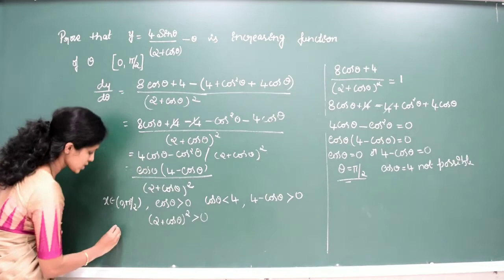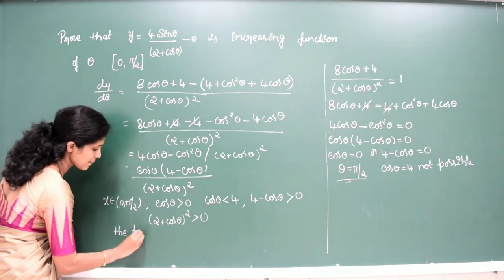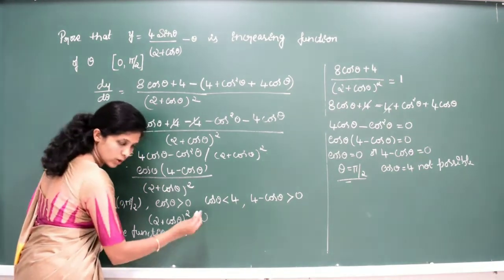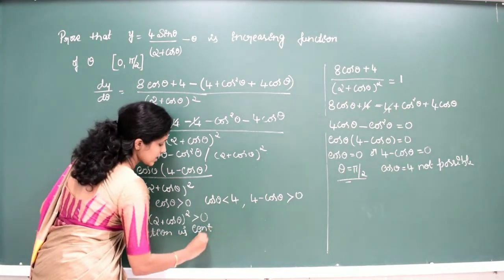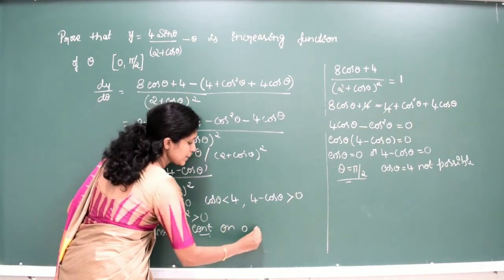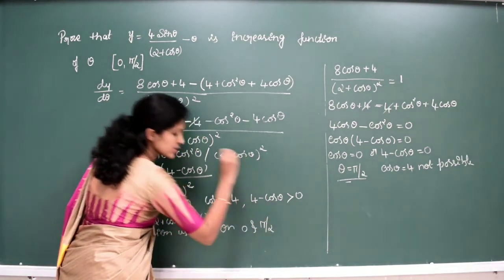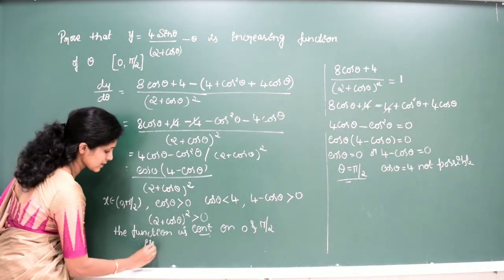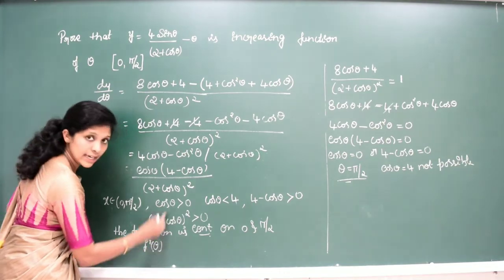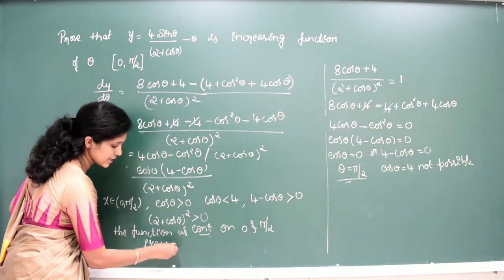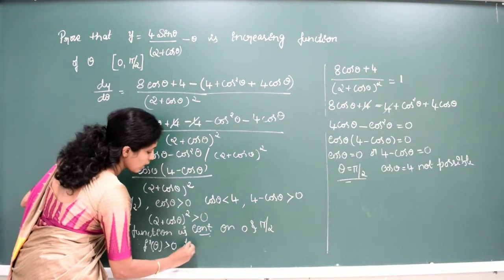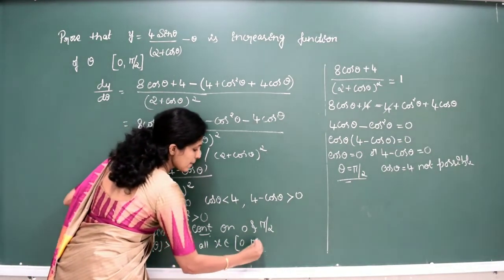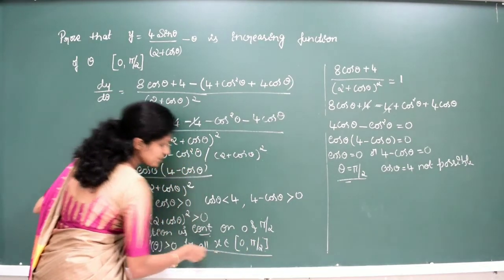By this, since the function is continuous on 0 to pi by 2, it will be increasing. So f dash of x, or f dash of theta here, since the angle is theta, is greater than 0 for all x belongs to the closed interval 0, pi by 2. Is it clear?